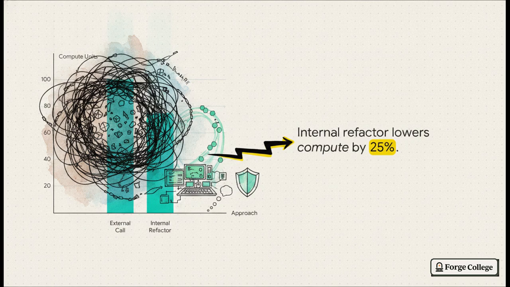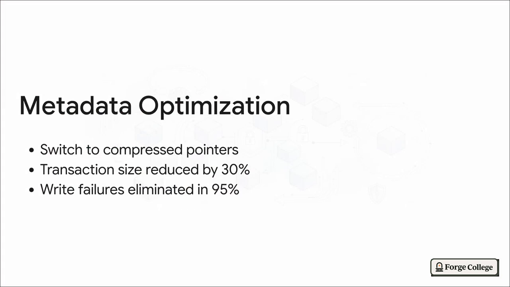But by refactoring to use internal accounting and pre-funding a fee account, we bypass that external call entirely and slash our compute units by 25%. Next, your telemetry flags sporadic failures during listings because metadata writes keep timing out. So we apply our optimization levers and switch to compressed metadata pointers. This shrinks the overall transaction size by 30%. And why does that matter? Because smaller transactions have a much easier time getting processed, which literally eliminates write failures in 95% of the previously recorded error cases. The user's intent stayed exactly the same, but the choreography got beautifully optimized.